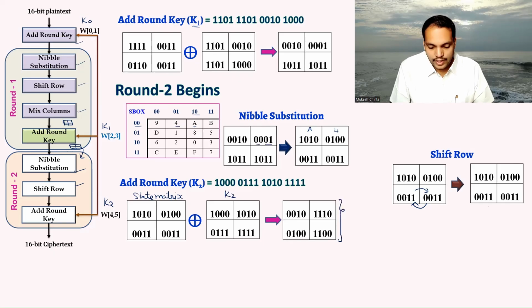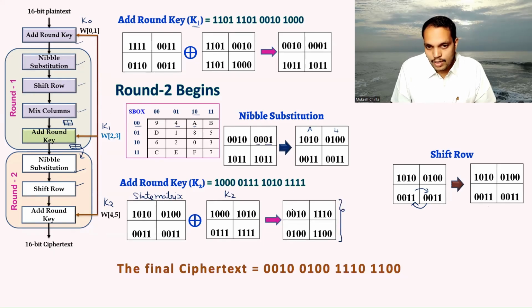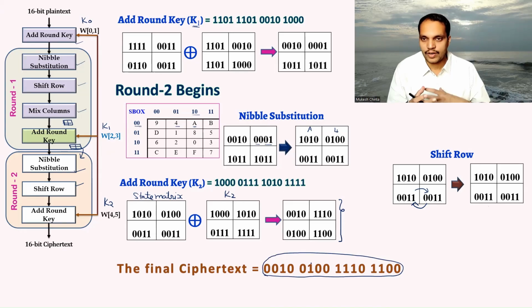This is my ciphertext when I write it down in this format. First 4 bits 0010, the next 4 bits 0100, the next 4 bits 1110, and the last 4 bits 1100. So for the given plain text, after performing all these operations, so add round key, nibble substitution, shift row, mix columns, add round key, nibble substitution, shift row, add round key, I finally got my 16-bit ciphertext as this, which I got after all these operations, divided into 2 rounds.